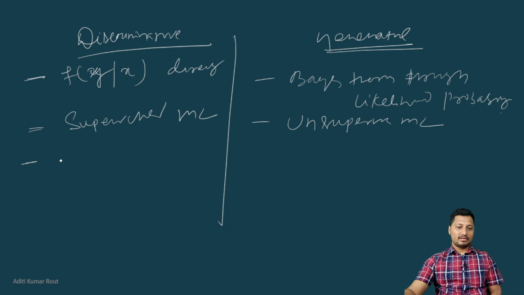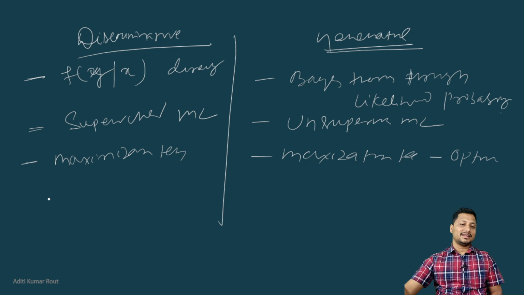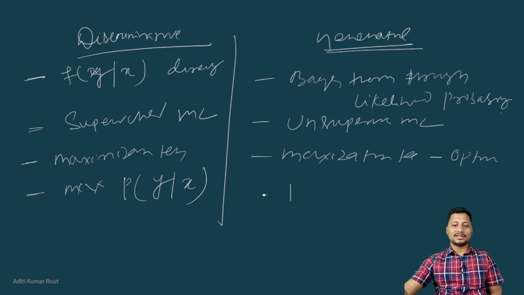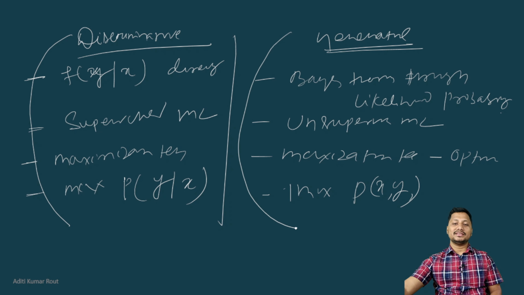And third, here we are using a maximization technique, and here also a maximization technique, an optimization technique. Here we are maximizing the conditional probability of y given x. Here we are maximizing the joint probability of x and y. These are the main differences between discriminative and generative models.